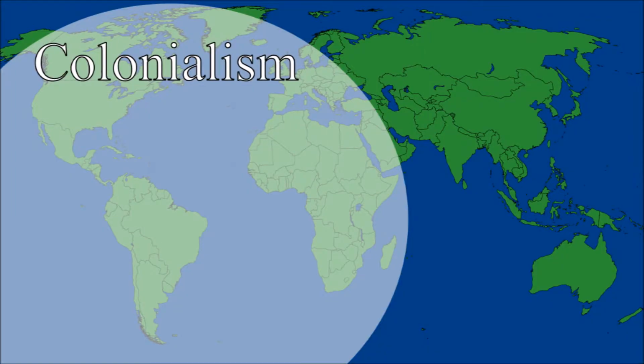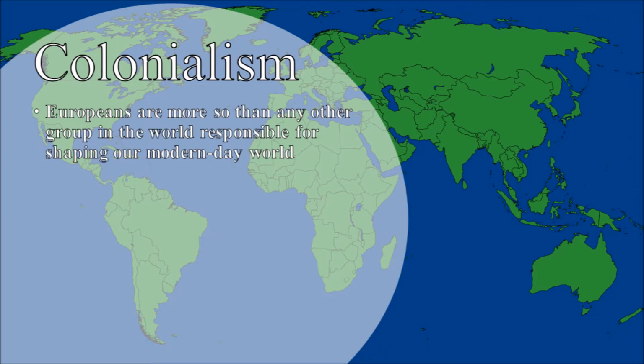Let's talk about colonialism. Europeans are more so than any other group in the world responsible for shaping our modern-day world because of their efforts at colonialism in the early modern period. According to foreignaffairs.com, between 1914 and 1942, Europeans conquered 84% of the globe. This conquest of the planet is why European culture is so prevalent throughout much of the globe.